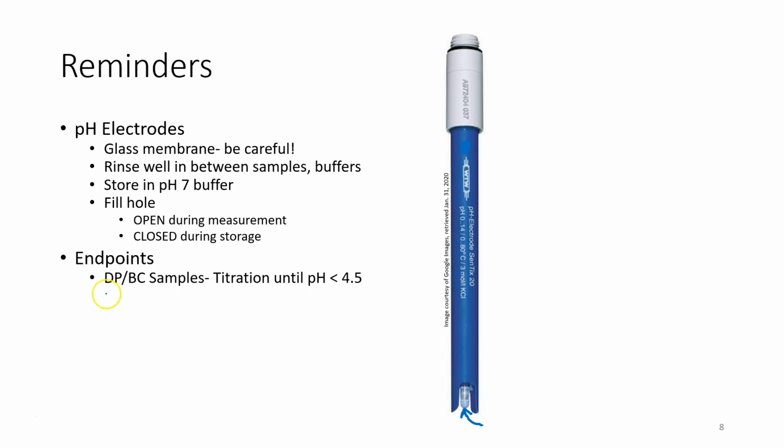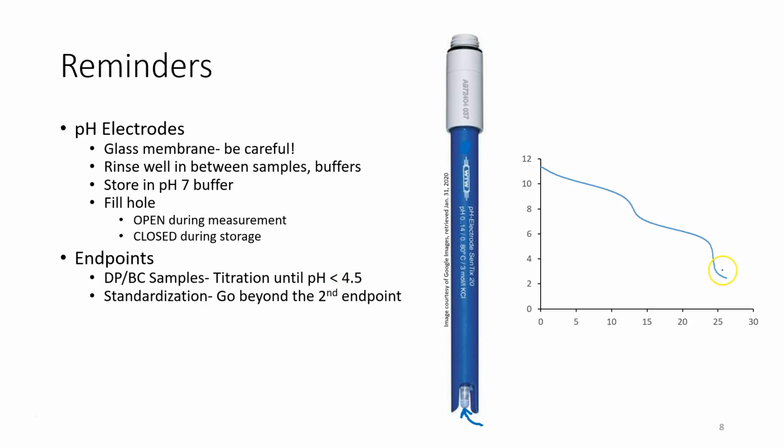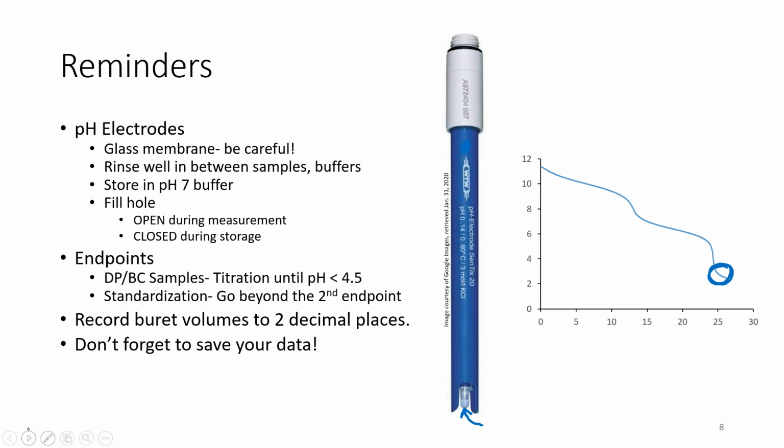Remember, when you're titrating Duck Pond and Boone Creek, you want to titrate until the pH is below 4.5. And for the standardization, you want to go beyond that second equivalence volume. So you want to see this little tail here. Remember to record your burette volumes to 2 decimal places. And don't forget to save your data. Again, hopefully you or your partner will bring a thumb drive to lab. You'll work in pairs. I will assign those pairs, and you'll be doing both Duck Pond and Boone Creek.